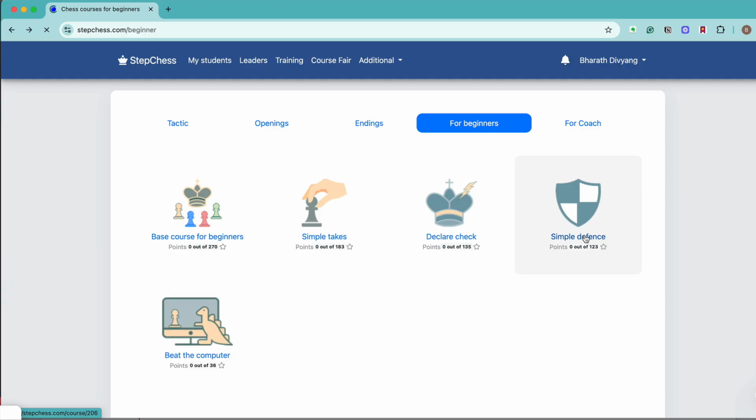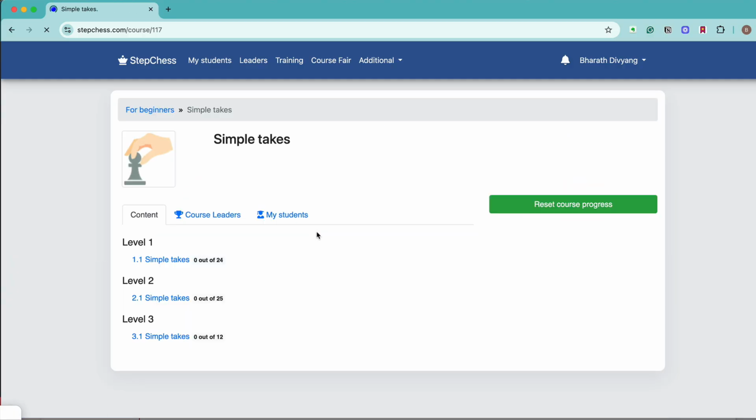So simple takes is nothing but capturing your pieces, and you have 183 such puzzles, but capturing a piece with a little bit of a constraint. I'll tell you what I mean by that very shortly. Declare check is where you attack the king, which is a fundamental skill necessary in chess for you to build on everything else. And simple defense is being able to protect your piece. So we'll quickly do a couple of ones in each one of them. Let's start with simple takes.